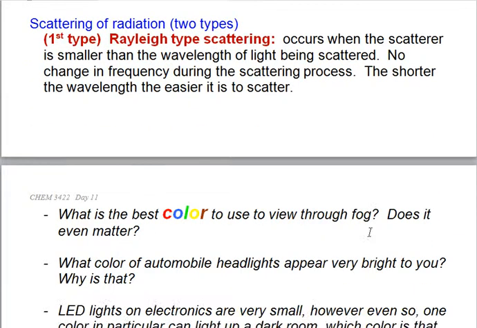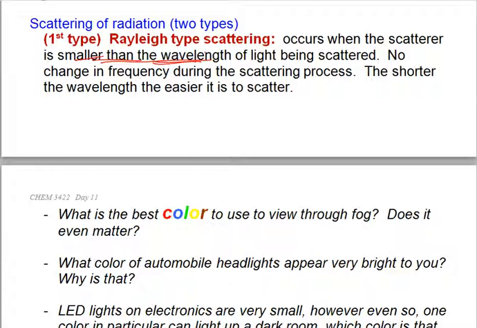So we're talking about spectroscopy, light interacting with matter. There are 2 types of scattering. One is Rayleigh, and it occurs when the scatterer is smaller than the wavelength of light being observed. So you have to have a scatterer. Something that the light has to strike and has to be incident upon to scatter it. So if the scatterer is smaller than the wavelength, then it's called Rayleigh scattering. And there's no change in frequency.